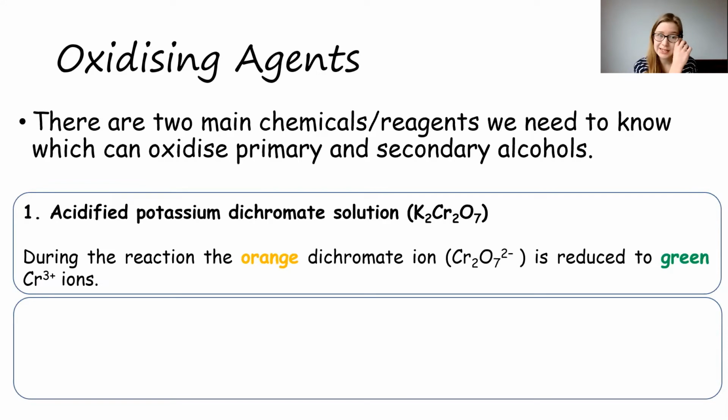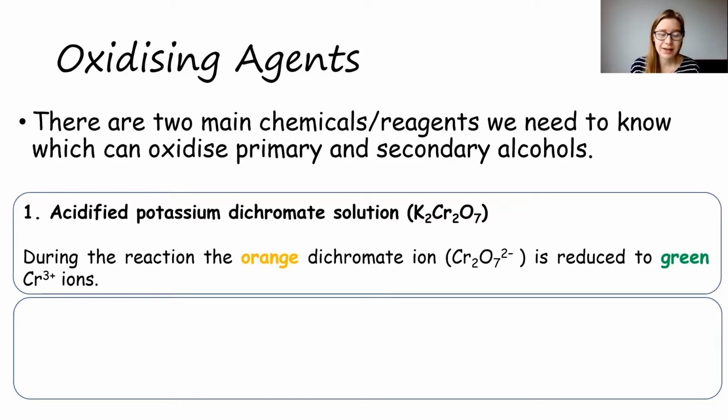The first is acidified potassium dichromate solution. It's not really about the potassium ion, so we could use other dichromate solutions. The key parts are acidified dichromate solution, because the orange dichromate ions are reduced to green chromium ions, chromium 3+.